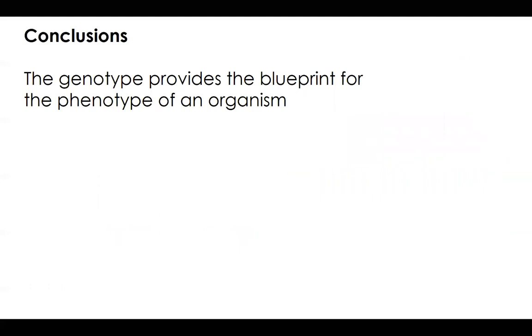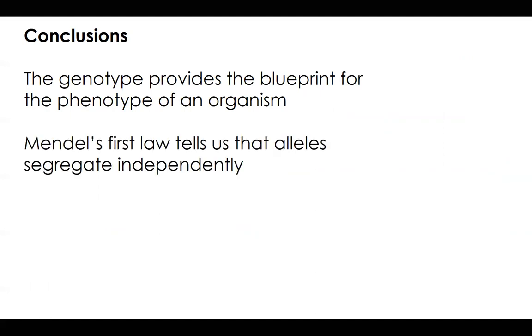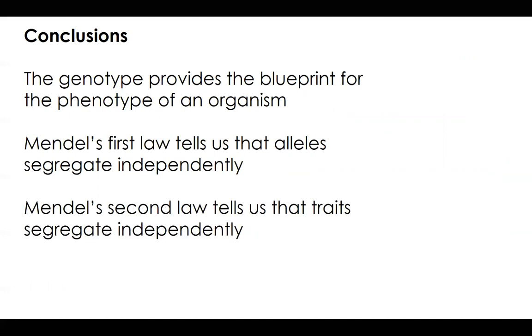To conclude this chapter, we can see the genotype is going to provide a blueprint for the phenotype of an organism. So we never want to lose sight of that connection, no matter how technical we get, between genotype and phenotype. Mendel's first law tells us that alleles segregate independently. Okay, so this is going to be pulling apart during meiosis 1. This is homologous chromosomes. And that 2 different traits are independent of each other, of course, unless they're linked, which we're going to be talking about later.